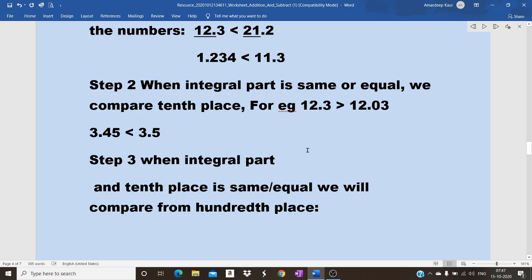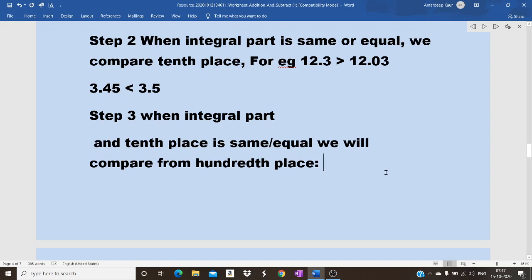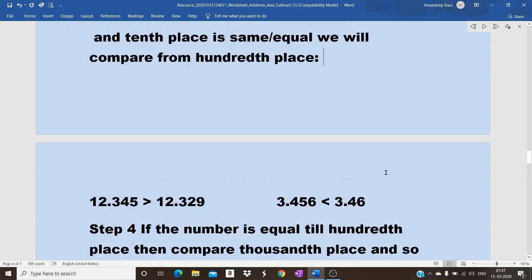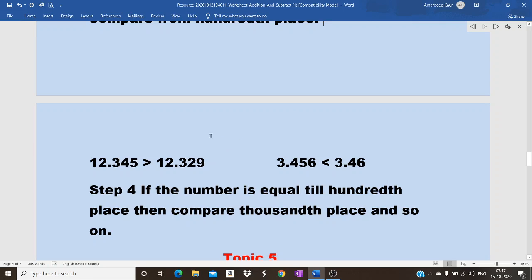So in the same way, when the integral part and the tenths place are all the same or equal, we will move on to the next place. Which is my next place? The hundredths place. See, 12.345 and 12.329. So 12.3 and 12.3, it is the same till the tenths place. So I'll move to the hundredths place. I have 2 over here and I have 4 over here. So 4 being bigger, this side number is bigger.